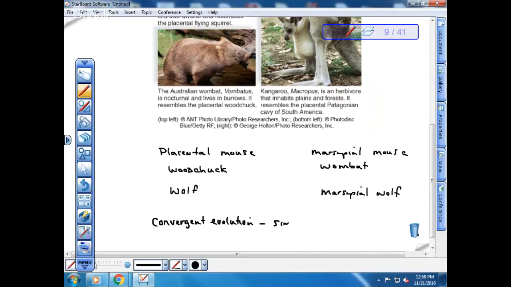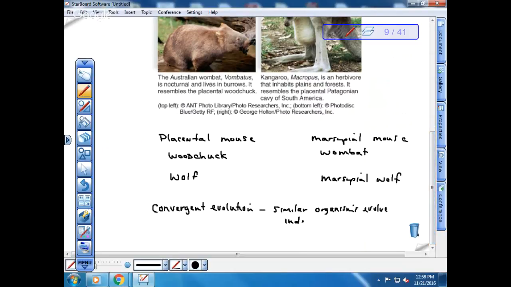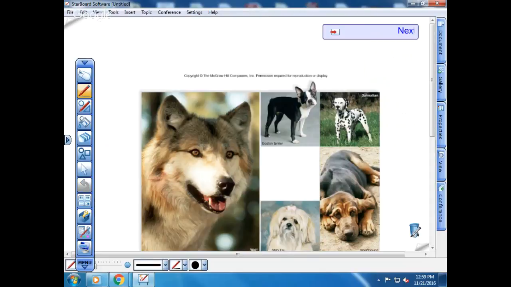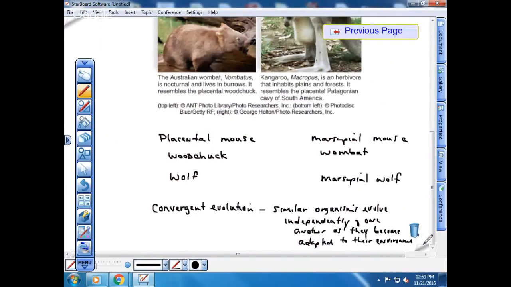So this is where similar organisms evolve independently of one another as they become adapted to their environment. And that should read environment. Oh, dang it. That says environment, okay? Okay. So that is different from the Galapagos tortoises and the Galapagos finches, which have divergent evolution.